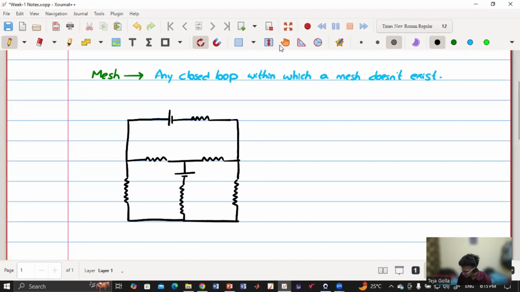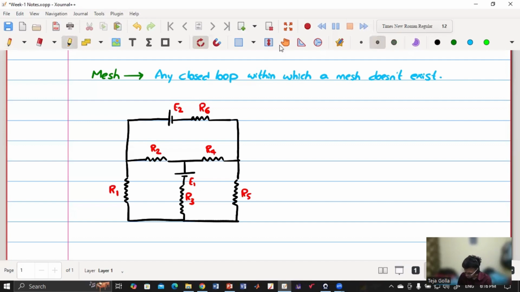So this is the circuit. Let this be E1, and let this be E2. Sorry, this was considered as E1, so let this be E2. And these resistors are R1, R2, then R3, then R4, then R5, then R6.